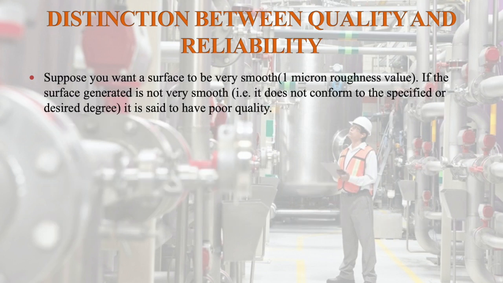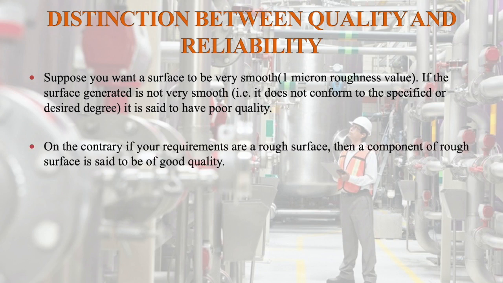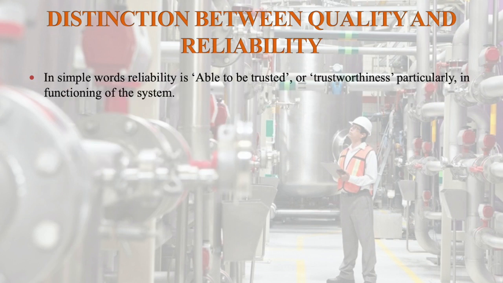Then suppose you want a surface to be very smooth, or 1 micron roughness value. If the surface generated is not very smooth, that is, it does not conform to the specified or desired degree, it is said to have poor quality. On the contrary, if your requirement is a rough surface, then a component of rough surface is said to be of good quality.